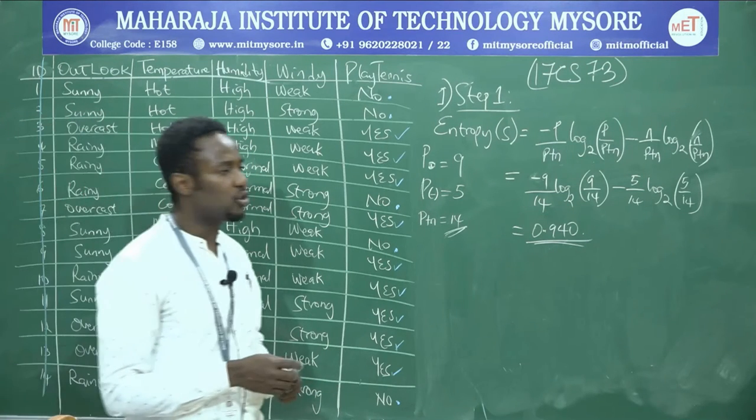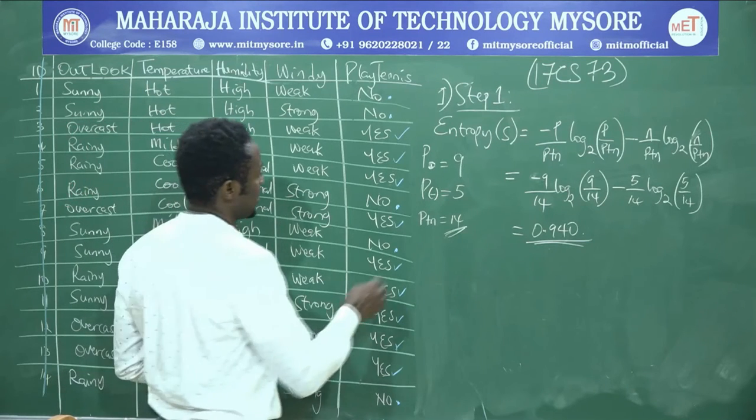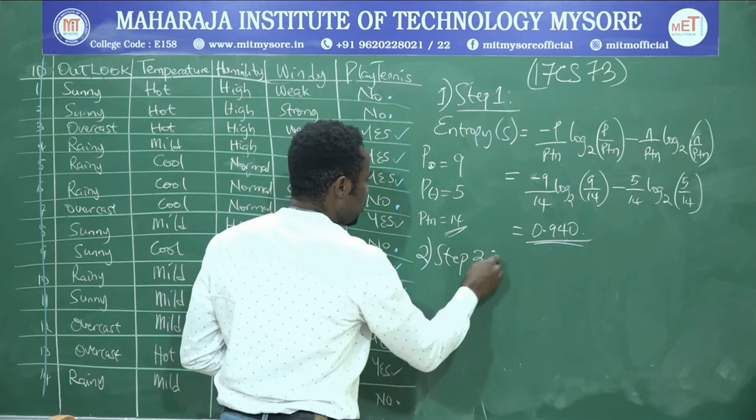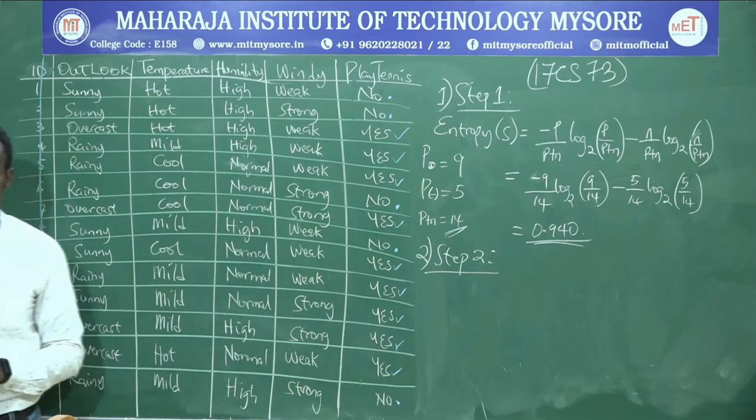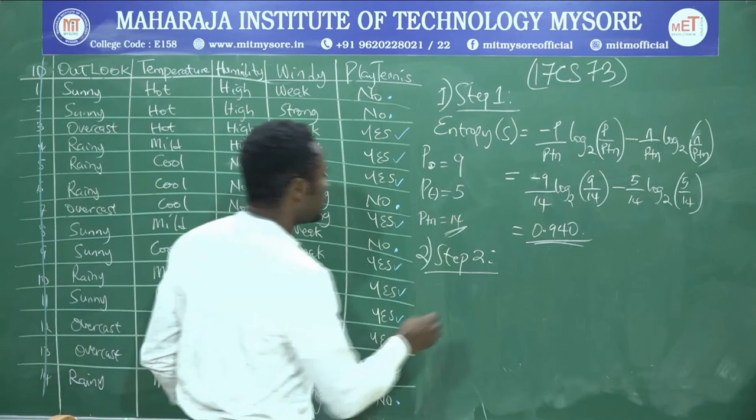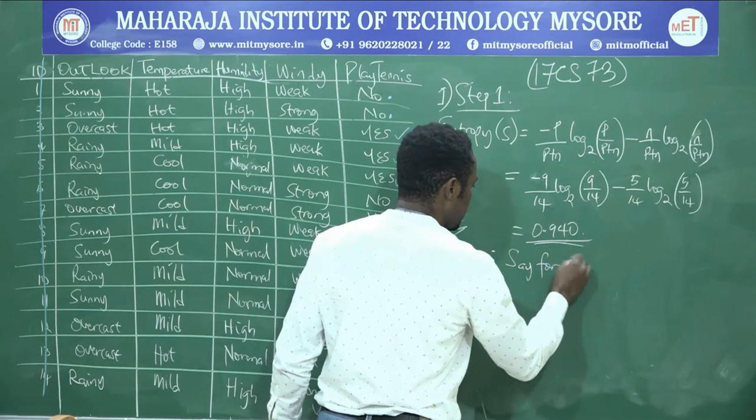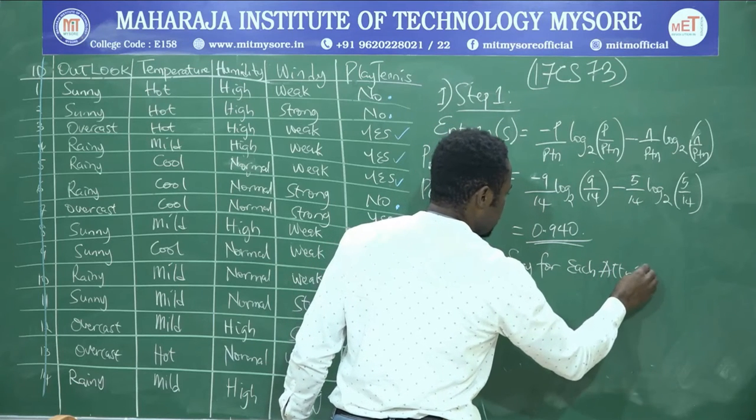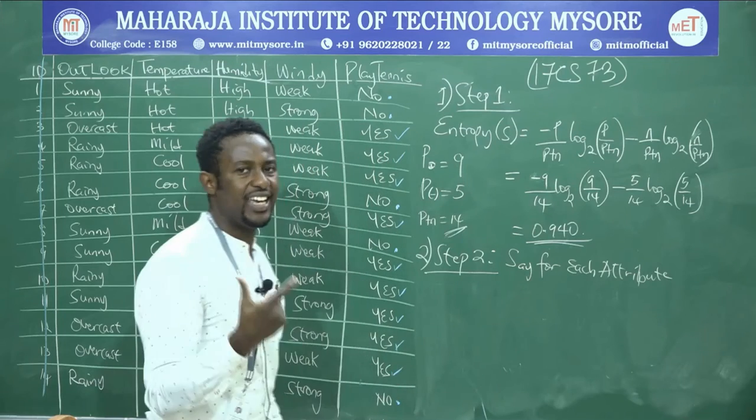So what do we have to do next according to the algorithm? We move to step 2. In step 2 it says for each attribute. For each what? Attribute. So for each attribute, what do you think we want to compute? You guessed it right. We want to compute entropy of A.